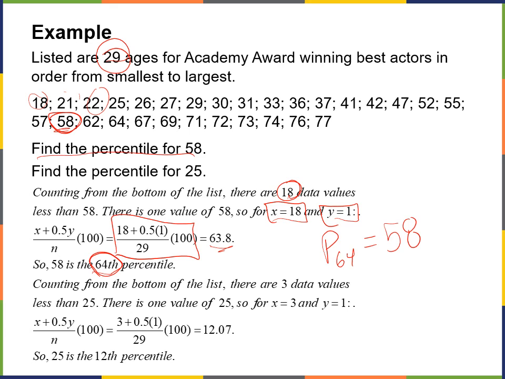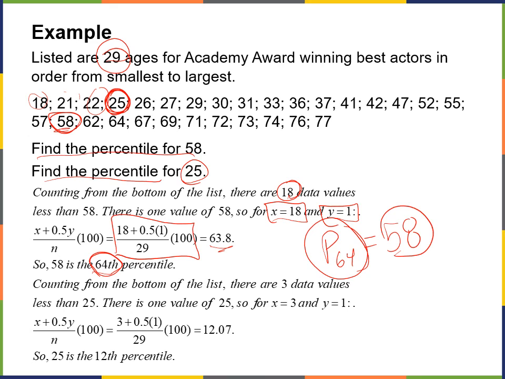Okay? Now let's do this again. How about we find the percentile for age 25? So 25 is right there. What percentile would it be? It should be a fairly low percentile. You see it's in the beginning of the data set. So understanding how percentiles work, you should understand it's a pretty low percentile. Whereas 58 was the 64th percentile. Okay? So about 2/3 of the way through the data set is where 58 fell. 25 is really close to the beginning, so we're going to expect a fairly small percentile for 25.